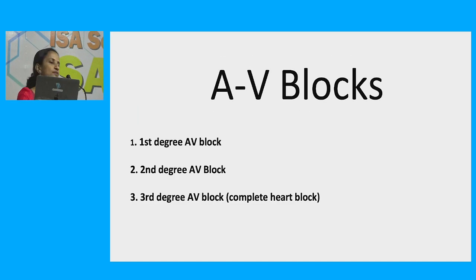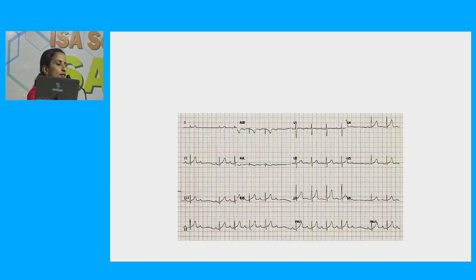So heart block could be first degree, second degree or third degree, or complete heart block. So you can read the ECG. In this ECG, we can see that the heart rate is irregular. Each P wave is not followed by a QRS complex, and also there is a progressive prolongation of the PR interval until one QRS complex is lost. So this is suggestive of second degree AV block, Mobitz type 1.